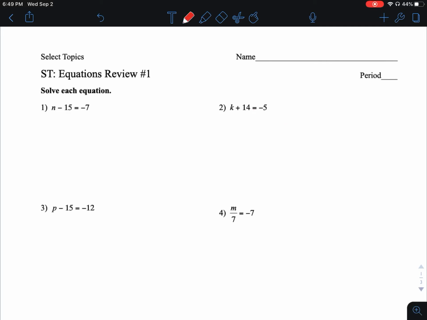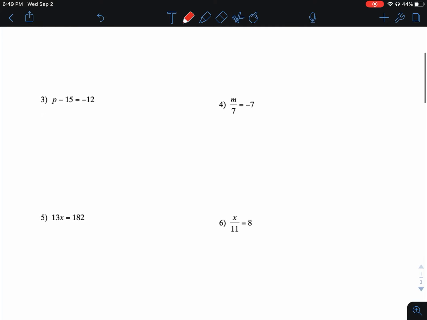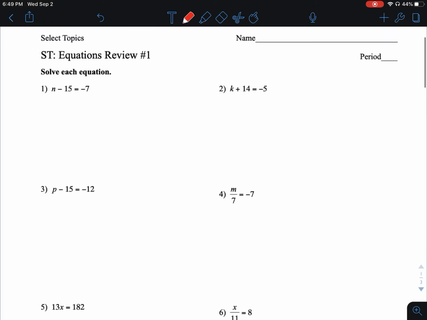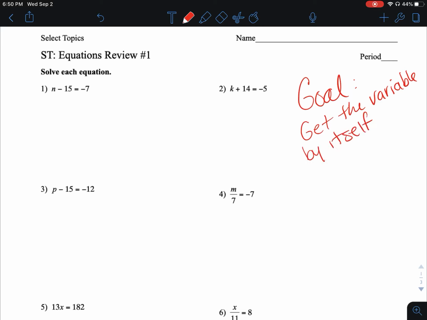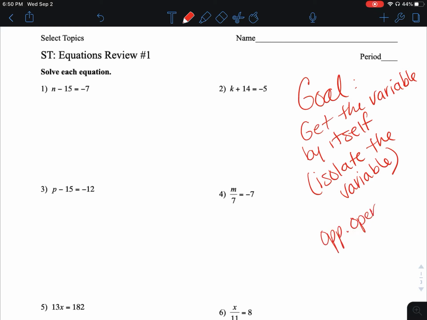If you look at 1 through 4 here, these are pretty simple. Actually, 1 through 6. These are pretty simple ones. So remember, when solving equations, our number one goal is that we want to get the variable by itself. Okay, another way to say that is we isolate the variable. Okay, all right, so isolate the variable, get it all by itself. In order to do that, we have to use opposite operations.